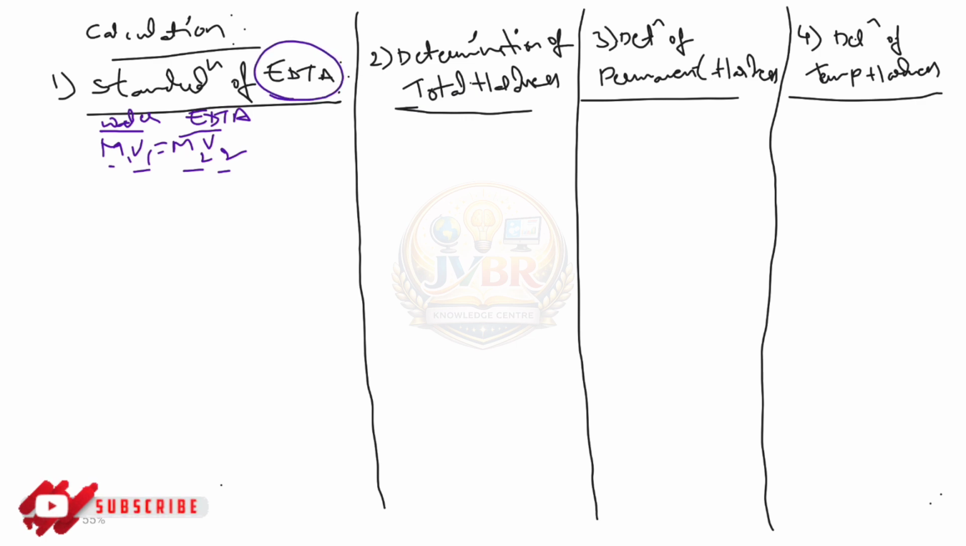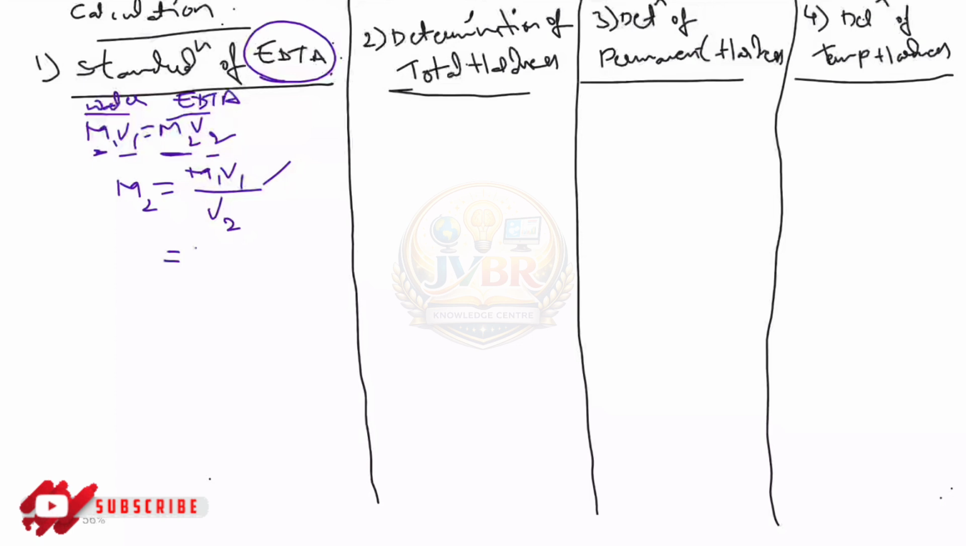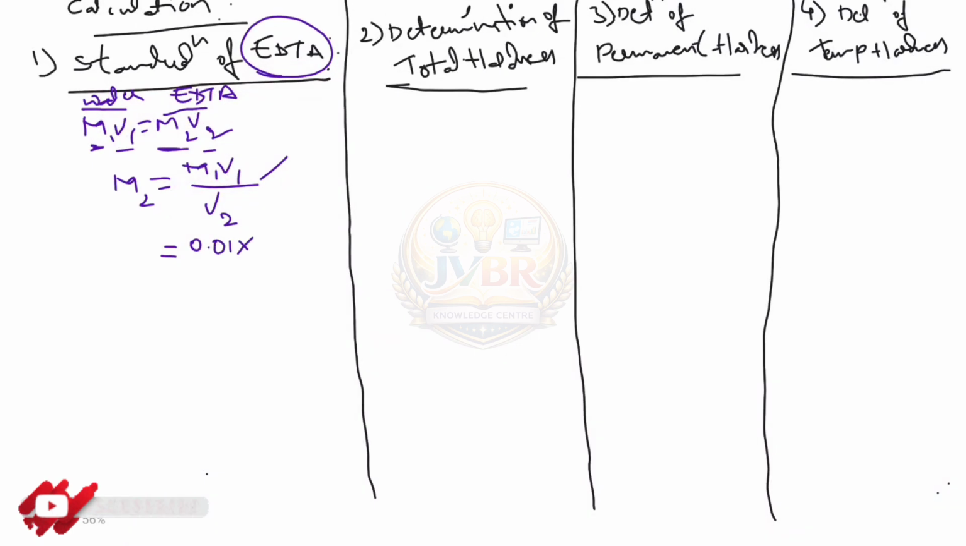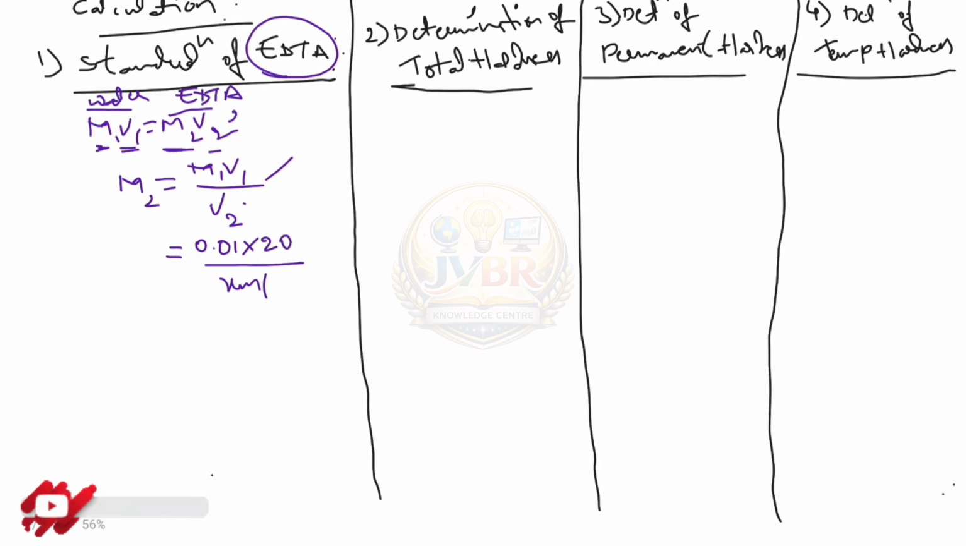Now we have to determine the strength of EDTA. Formula: M2 is equal to M1V1 by V2. We know that 1 gram of calcium carbonate dissolved in 1 liter water gives concentration 0.01 M. Here M1 is molarity of water sample. In the place of M1, substitute 0.01, into volume of water sample 20 ml, by volume of EDTA, that is X ml. Because in the procedure, we have taken 20 ml of standard hard water in a conical flask and the burette reading is X ml. Now M2 is equal to dash M, that is the strength of EDTA.